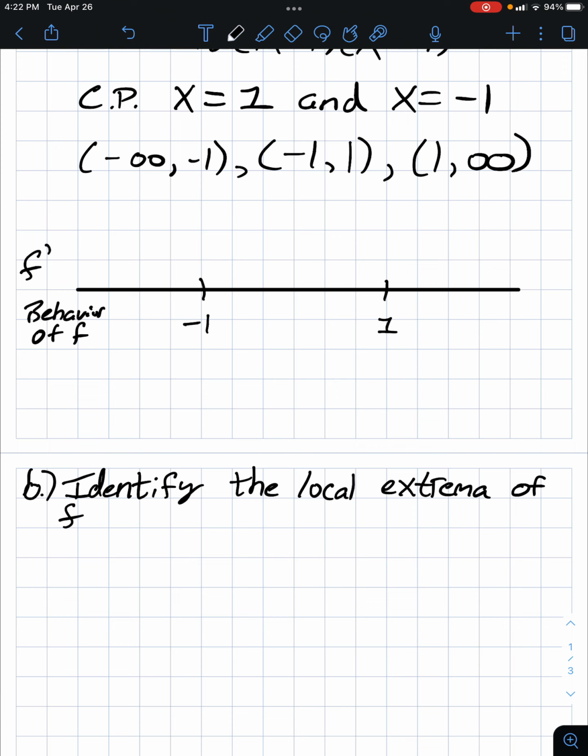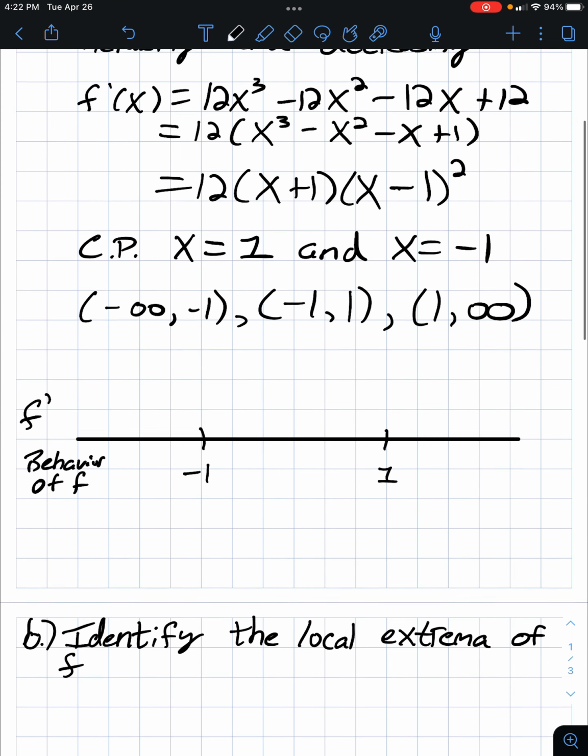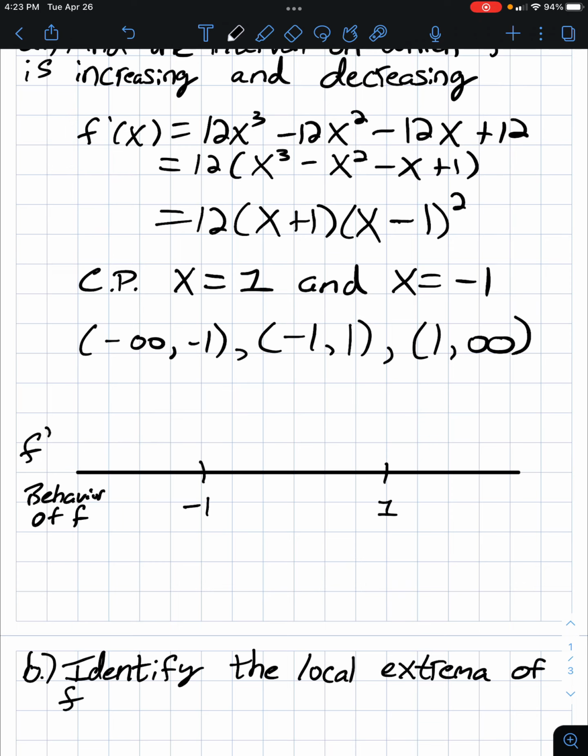So if we plug in negative 2 into our simplified derivative equation, what do we get? So we get negative 2 minus 1, which is negative, times negative 2 plus 1 squared, which is positive. So negative 2 plus 1 is negative 1. So this whole thing is negative. Therefore, the behavior of f is decreasing.